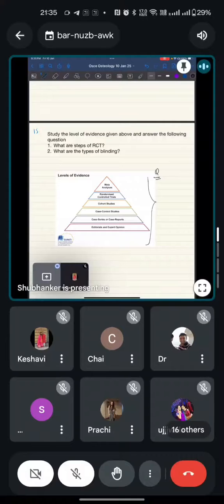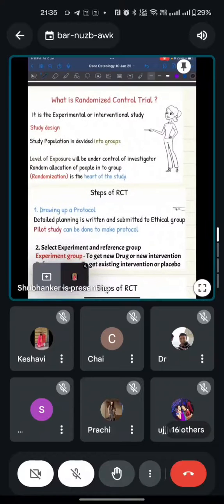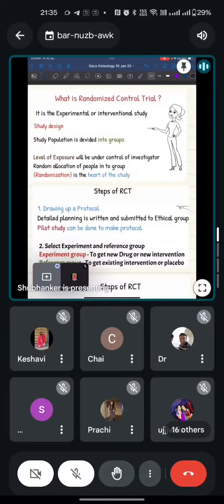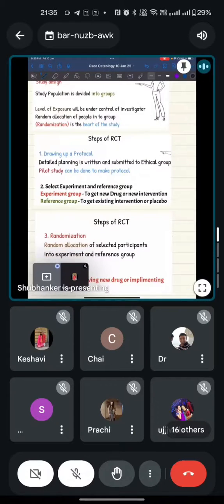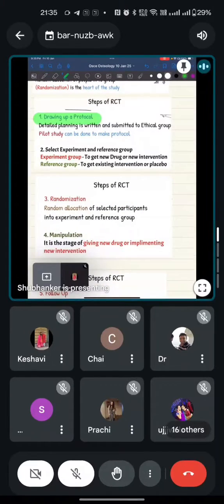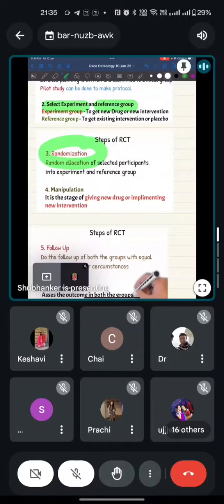Now coming to RCT: RCT is basically a randomized controlled trial. There are basically 4 steps, not more. First, you draw a protocol. Second, you select your experiment group and the reference group, and this is randomization, which they say is the heart of the RCT. Then you go for manipulation and follow-up. These are the 4 steps of RCT. Please remember it.